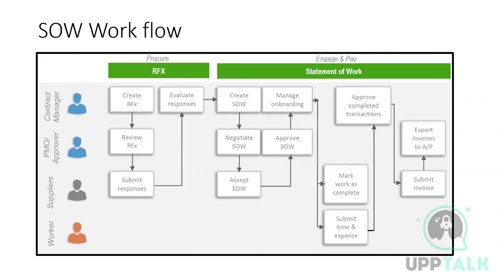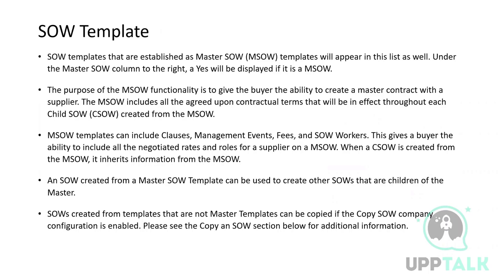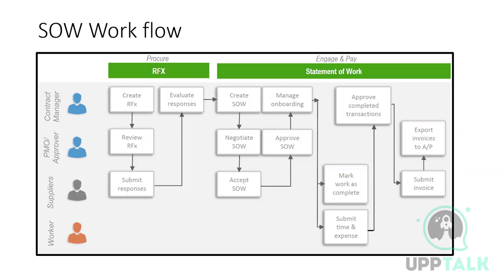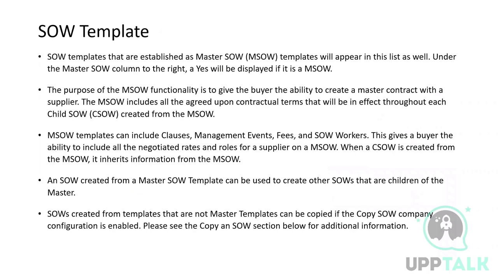Okay. So these are the typical steps. This is a comprehensive overview of the workflow. Now this is something we have to understand about SOW templates. How are SOW templates established? It starts with the master SOW. The purpose of the master SOW is to give the buyer the ability to create a master contract with the supplier. The master contract includes all the agreed-upon contractual terms that will be in effect throughout each child SOW. The master SOW is not a transaction document. It is just a master contract.